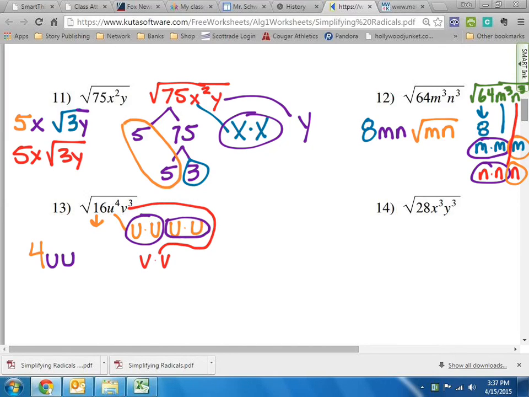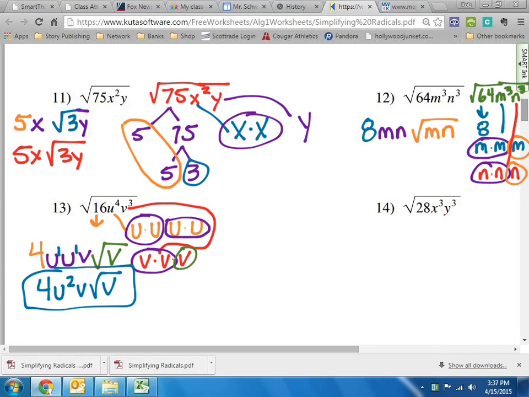So v times v times v, because there's 3 of them. And I have a pair I can pull out right here. So v, but I do have 1 straggler right here. I have a v that stays on the inside. Now the only other thing with this problem is you have to combine the 2 u's on the outside, because u to the first times u to the first is u squared. And then v radical v. So there's the answer to 13.